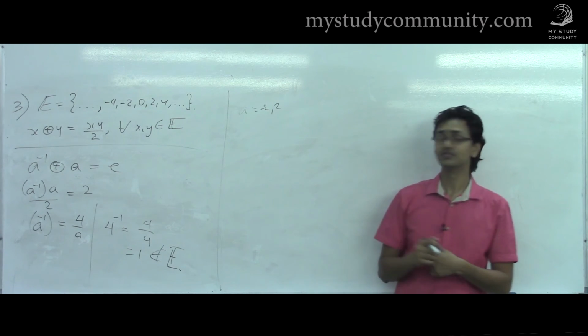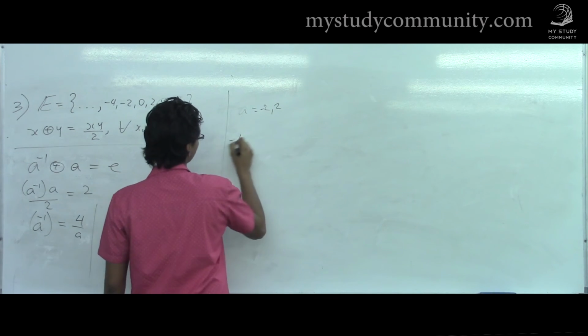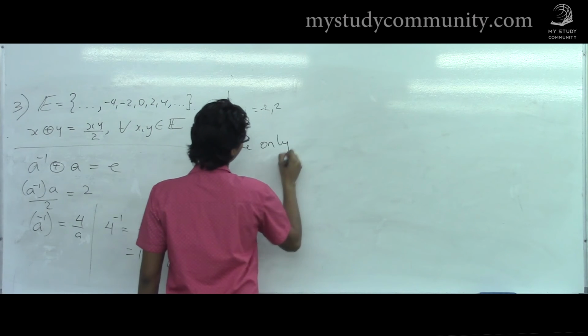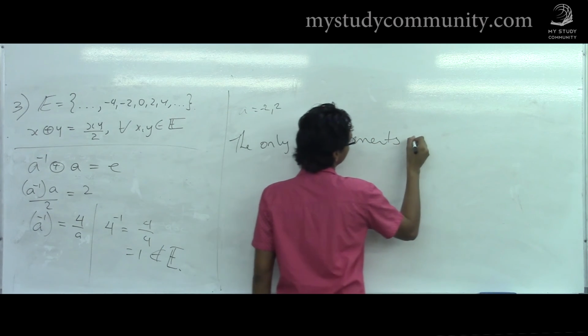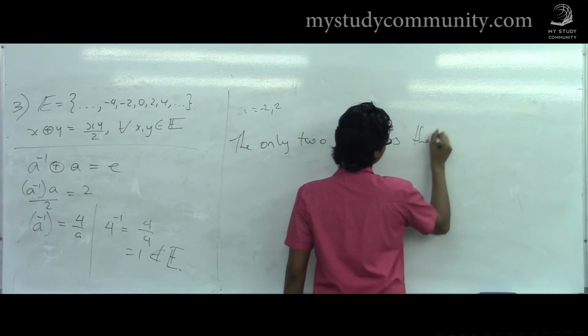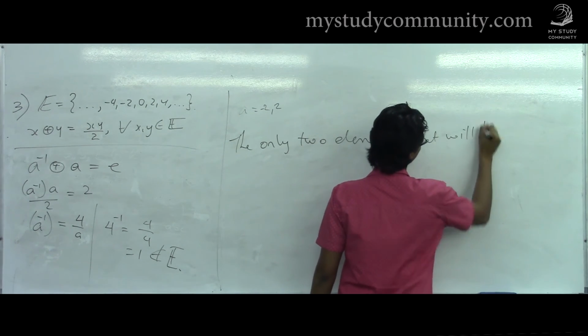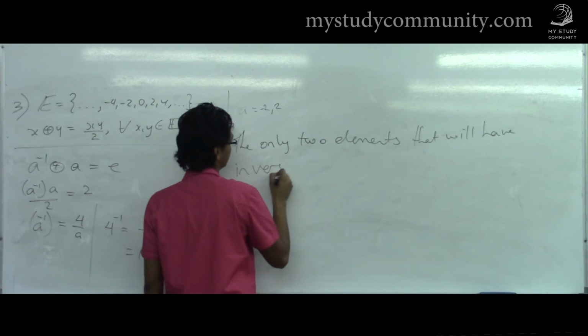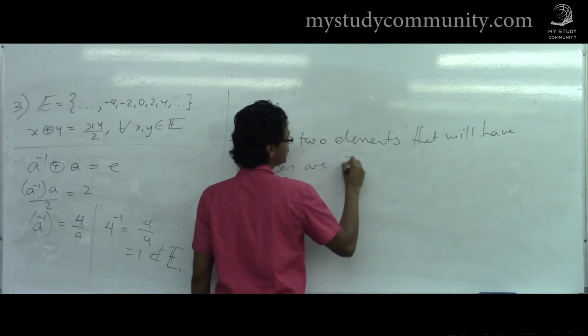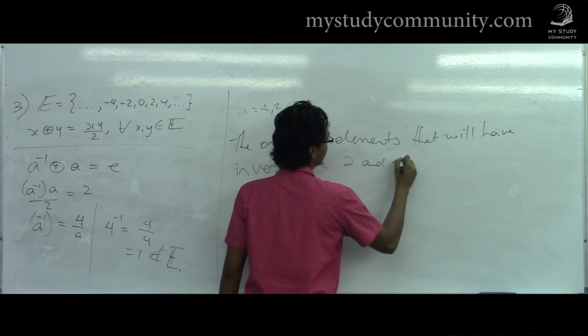You all follow? So then we just put a statement like that. The only two elements that will have inverses are 2 and negative 2.